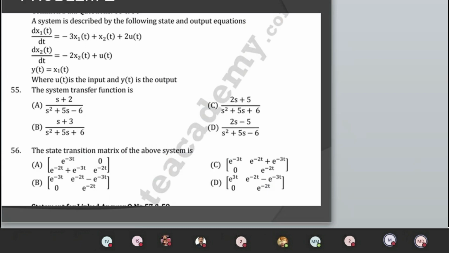Now let us go to another problem. A system is described by the following state and output equations. You're given first order differential equations: dx1(t)/dt equals -3x1(t) plus x2(t) plus 2u(t), dx2(t)/dt equals -2x2(t) plus u(t), and the output y is x1(t). He has given clearly where u(t) is input and y(t) is output.